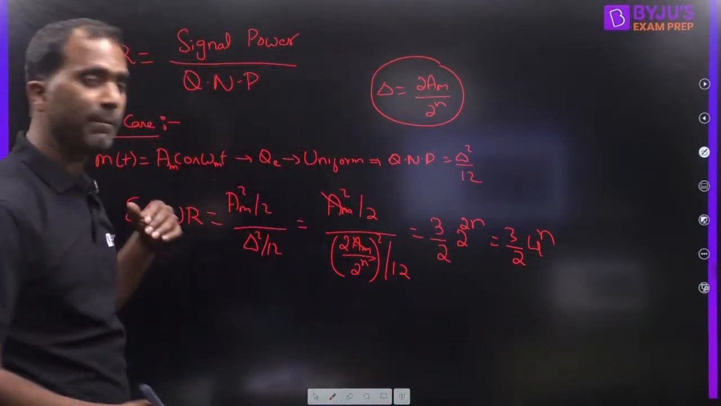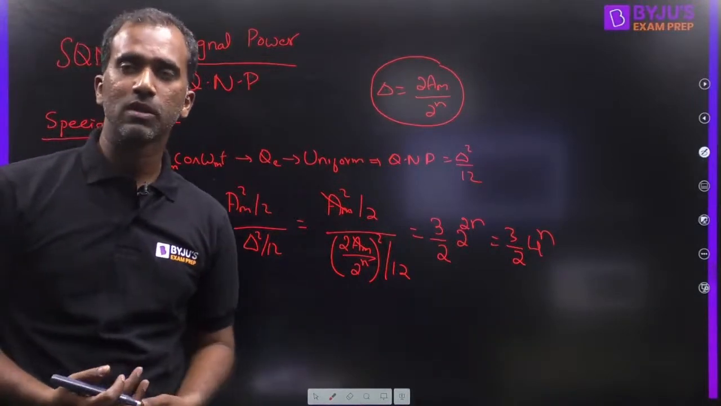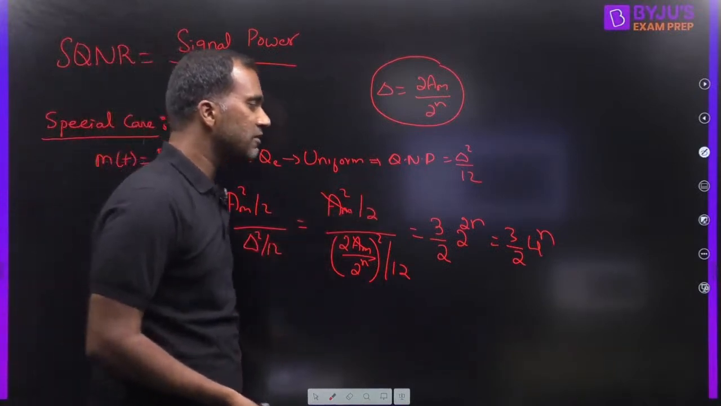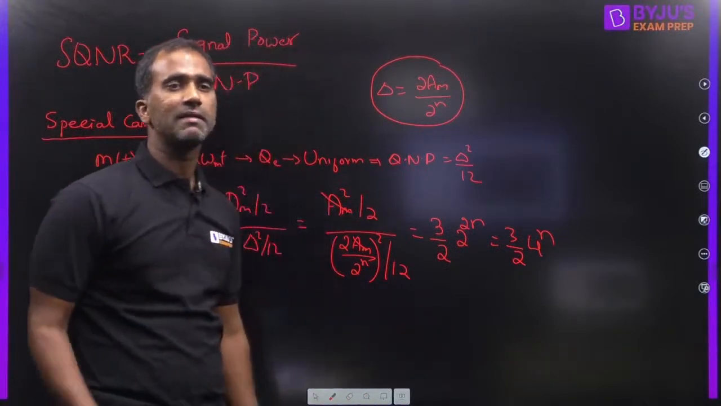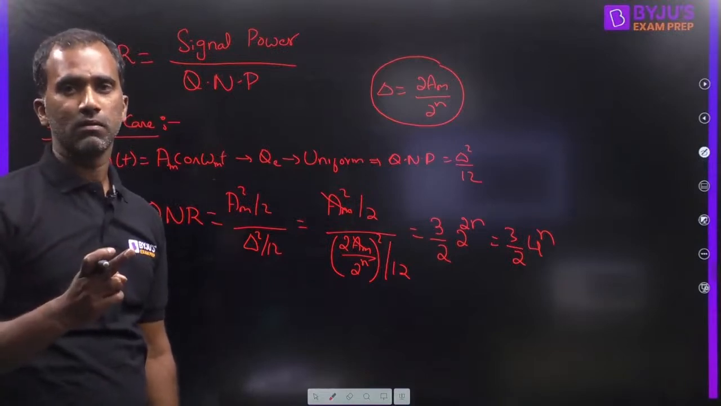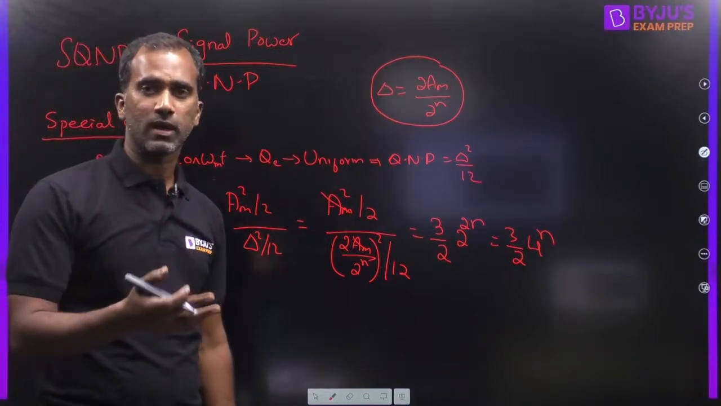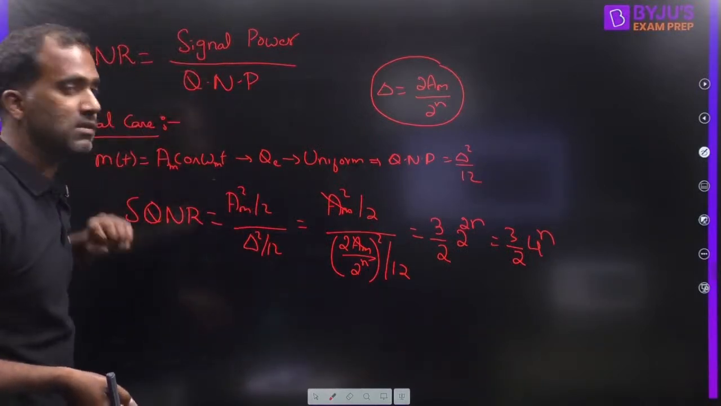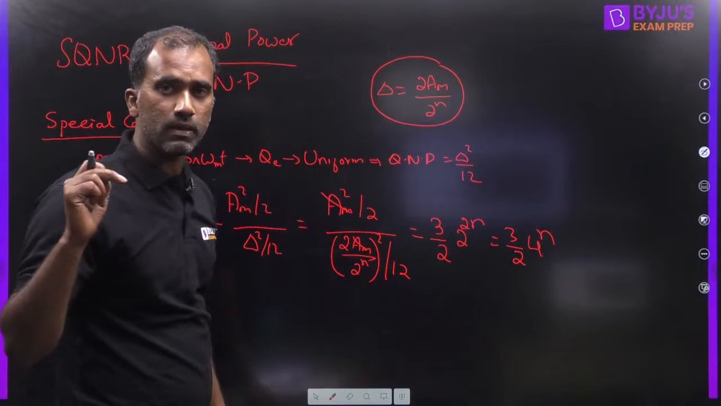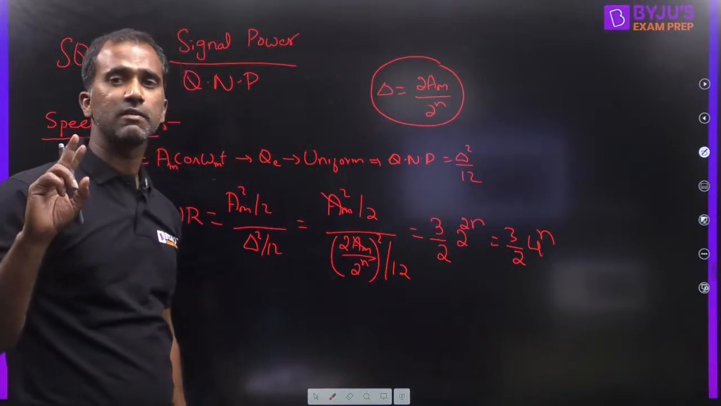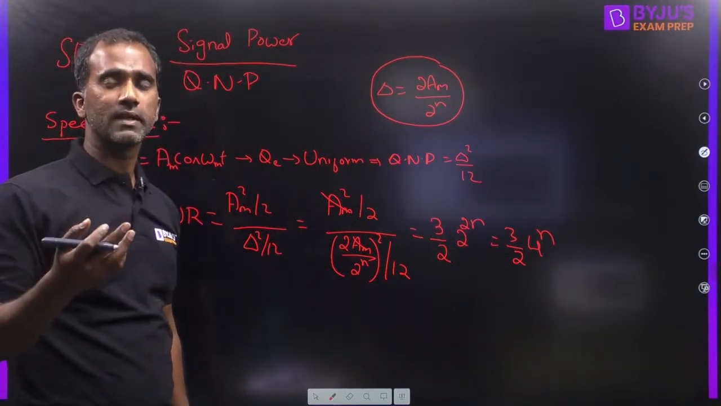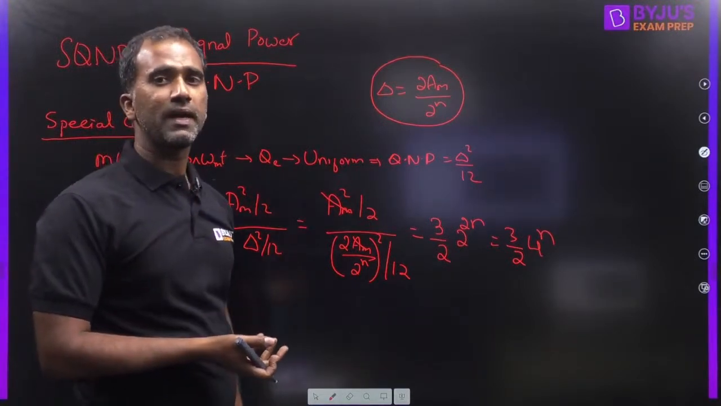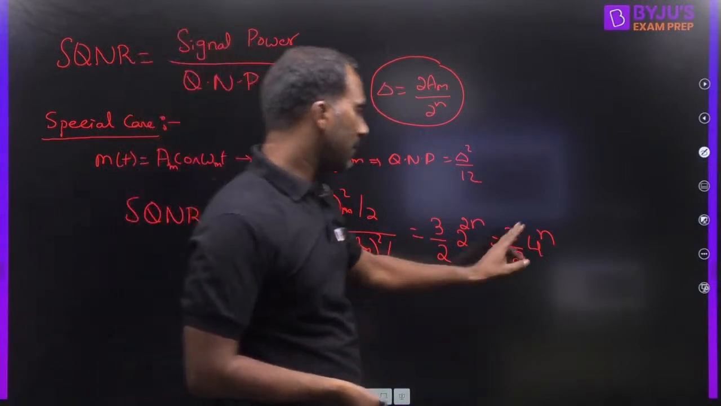And when we talk about powers or power ratios, we are comfortable with the dB scale. So if you apply the dB scale, should we apply 10 log or 20 log? When we are dealing with second order terms, apply 10 log. When we are dealing with first order terms like voltage or current, apply 20 log. Since SQNR is a ratio of powers, and power or energy is a second order quantity, whenever you want to convert it to logarithmic scale, apply 10 log to this.